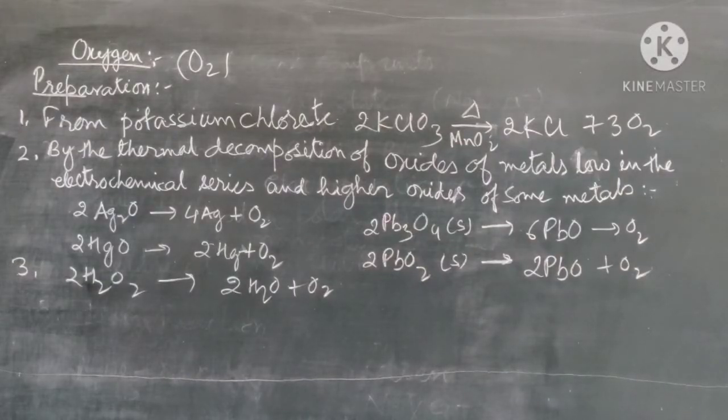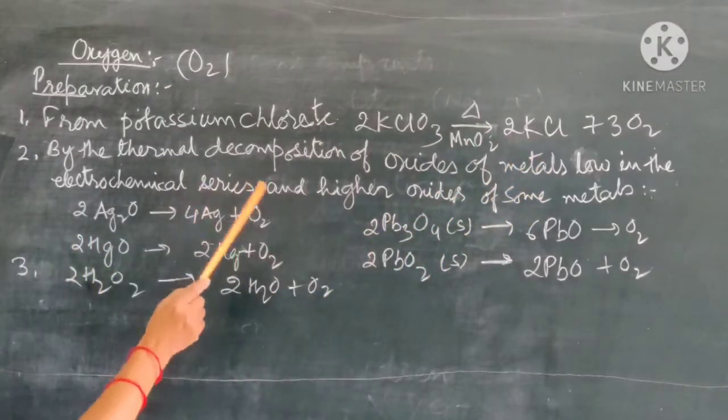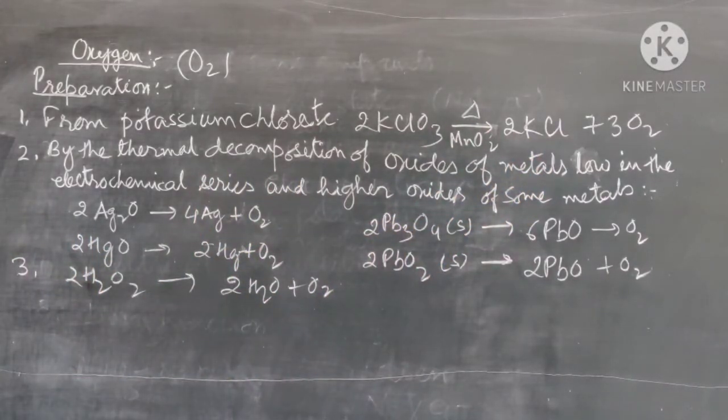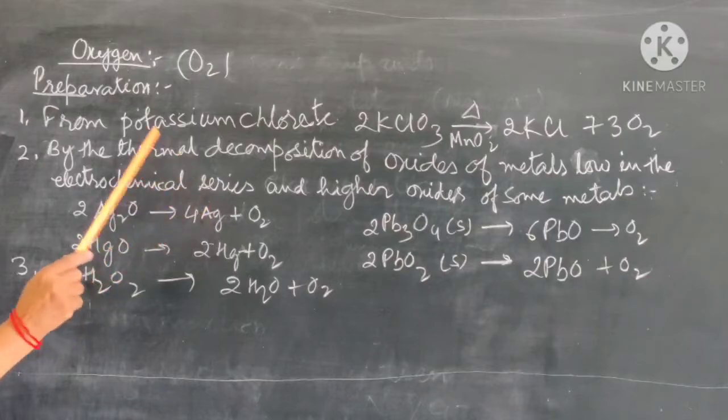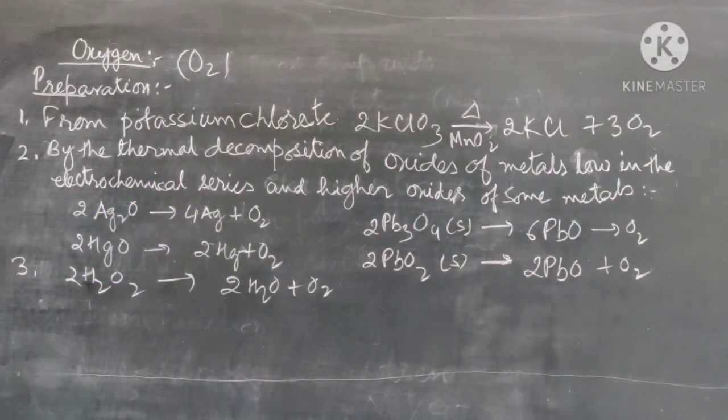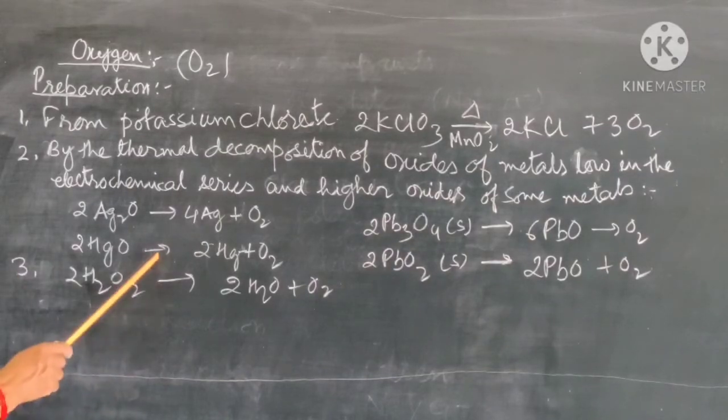Now the second is by the thermal decomposition of oxides of metals low in the electrochemical series and higher oxides of some metals. In electrochemistry we study that some metals have high reduction potential, like silver, mercury and lead. Their oxides, when heated, give off oxygen. On the basis of their reduction potential, oxides of some metals can be easily decomposed to form oxygen gas.